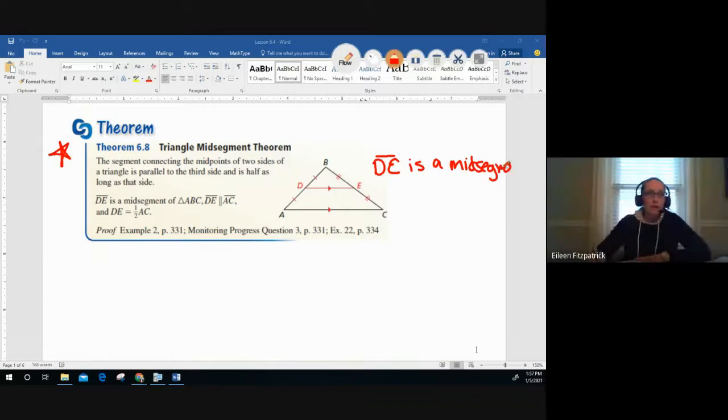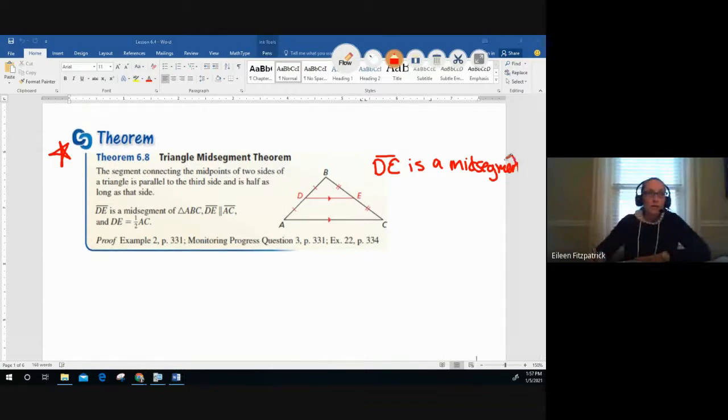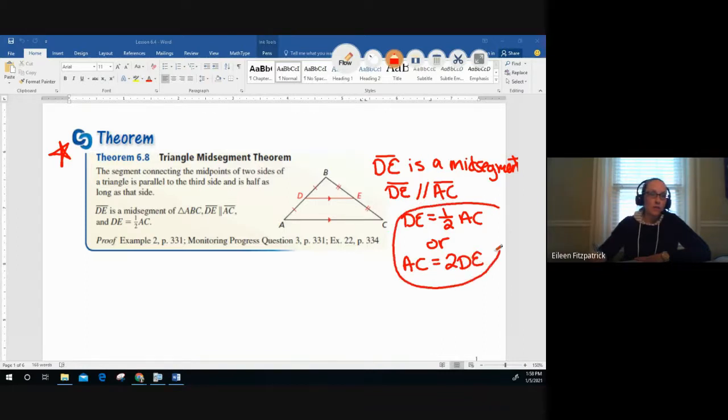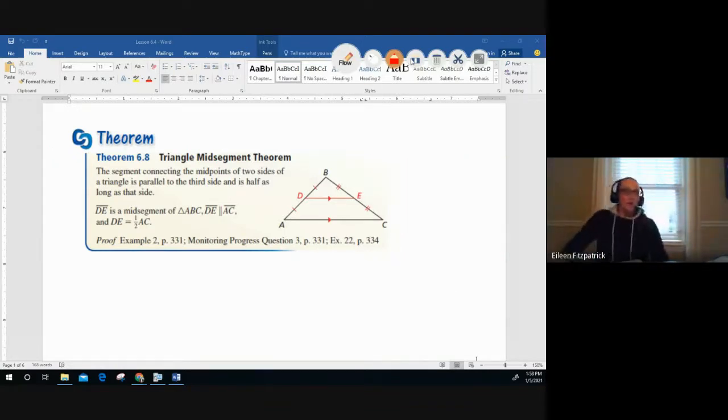According to this theorem, the mid-segment DE is parallel to the third side of the triangle, which is AC. And the mid-segment DE is half as long as that third side. Or again, you can think of it as the third side is twice the length of the mid-segment. Understanding both of these can help depending on what the question's asking. All right, let's move on.